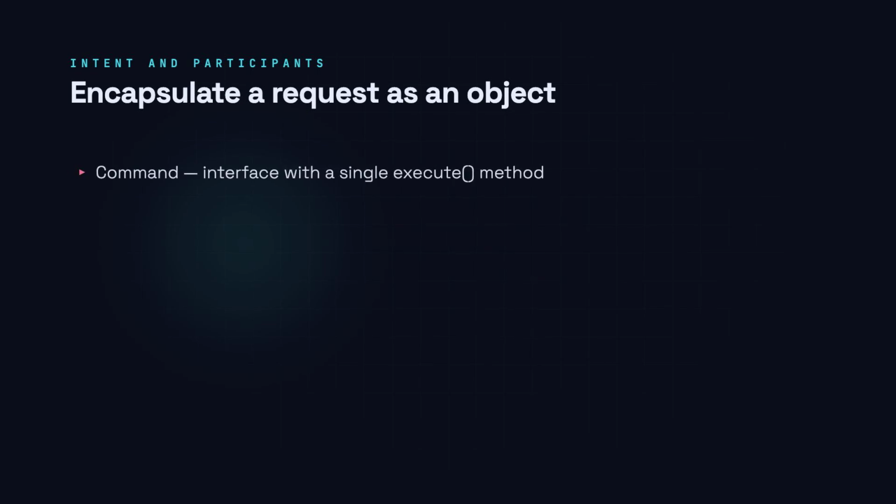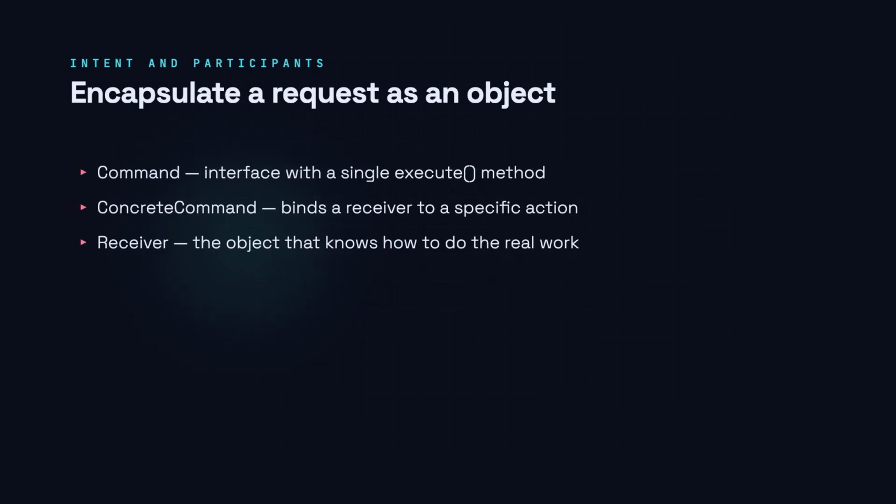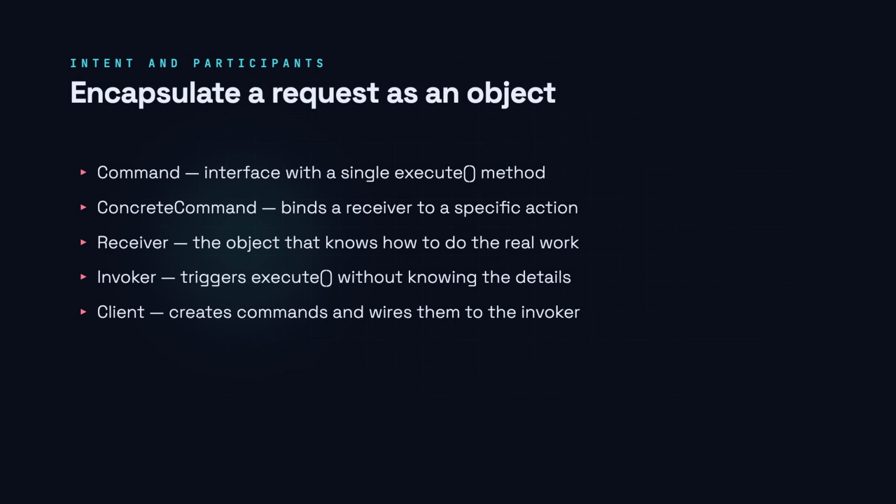The command pattern defines 4 named participants. The command interface declares a single execute method. That uniform surface is what makes every command interchangeable. A ConcreteCommand implements that interface, holding a reference to a receiver and calling the right method on it. The invoker stores and fires commands without caring what they do. Finally, the client is the code that assembles everything. It creates the ConcreteCommand, injects the receiver into it, and hands it to the invoker.